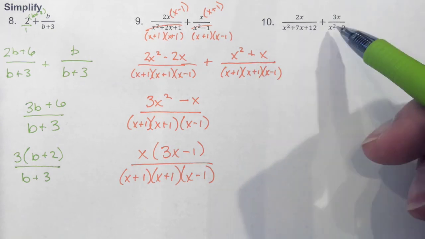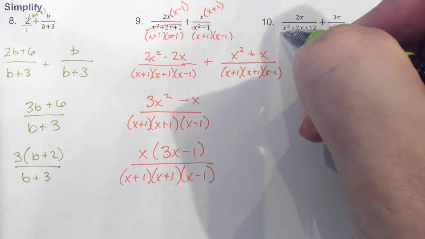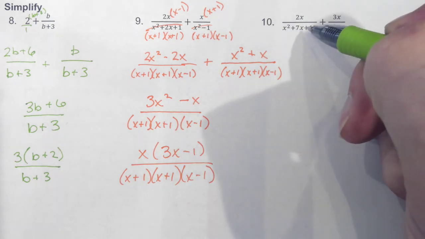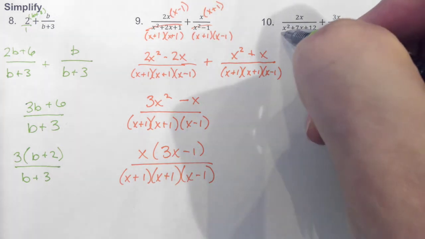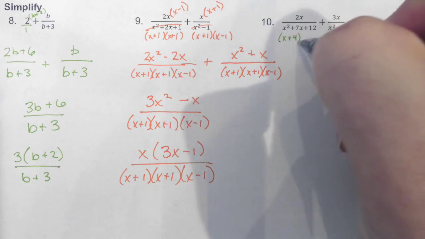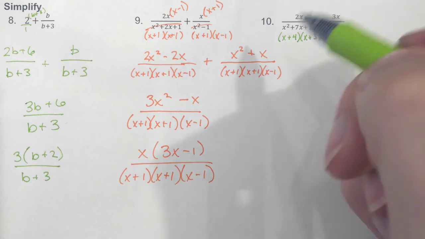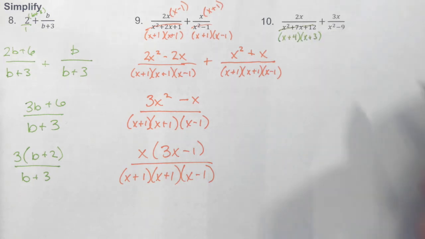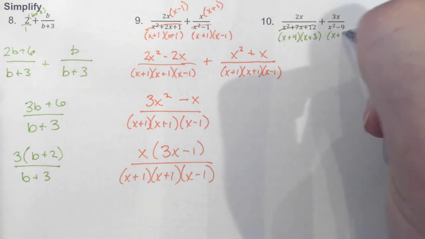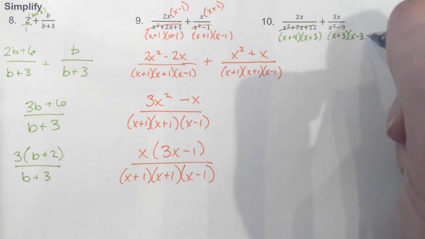So I need to factor each of these denominators first. I'm looking for the factors of 12 that add to 7. That's going to be 4 and 3. So x plus 4 and x plus 3. And then that difference of squares factors pretty easily to x plus 3 times x minus 3.